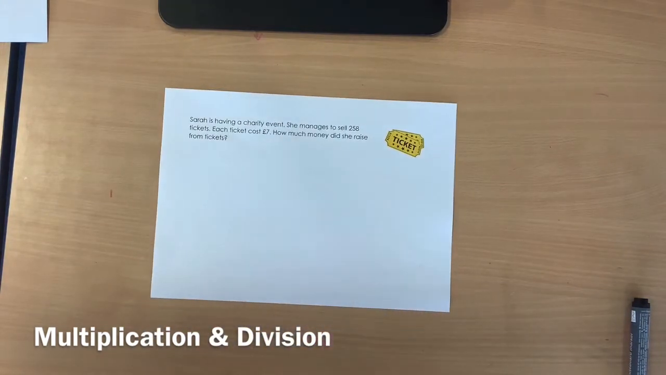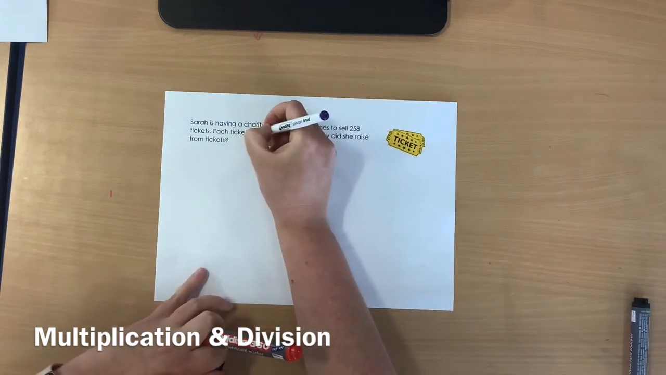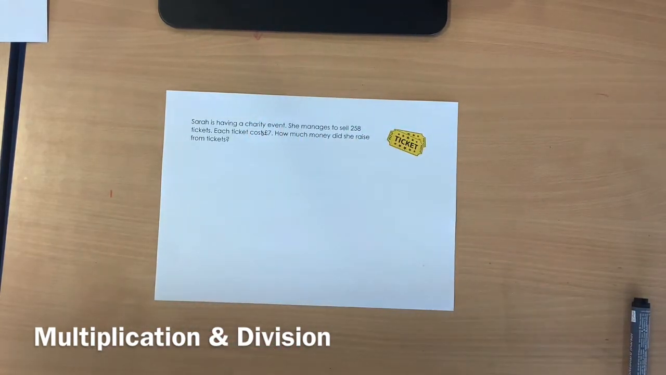So, Sarah is having a charity event. She manages to sell 258 tickets. Each ticket costs £7. Oh dear, have you spotted my error there? Should have an S. How much money did she raise from the tickets? Okay, pause the video and have a go.